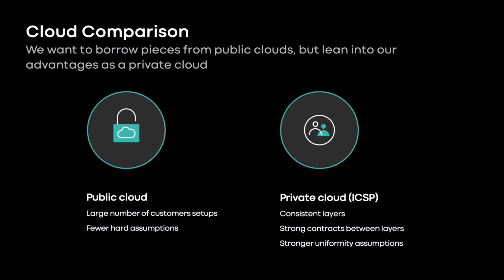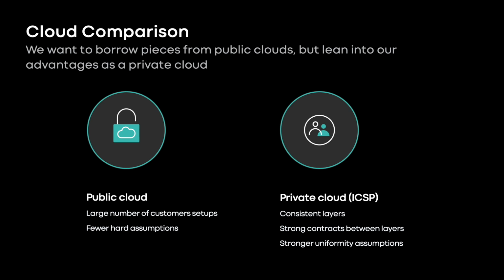In public clouds, you have a large number of customers, and each of these customers may expect different things about how their service layers are run. So we see that these public clouds need to have a lot of flexibility, but can make fewer hard assumptions about the different pieces of their stack. In comparison, Infra Cloud is basically a private cloud.